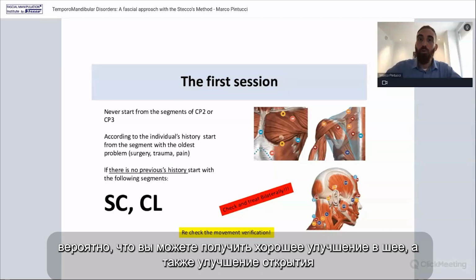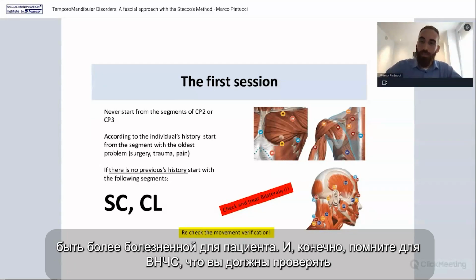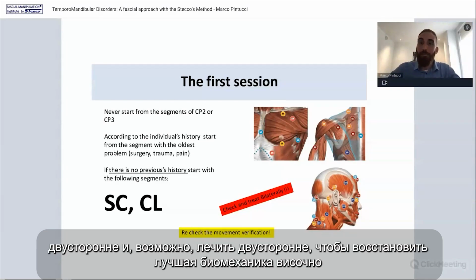and it will be more likely that you can have a good improvement in the neck, and also opening of the TMJ, without acting in the area of the site of pain of the patient, which could also be more painful for the patient. And of course, remember for the TMJ that you should check bilaterally and possibly treat bilaterally to restore a better biomechanic of the TMJ.